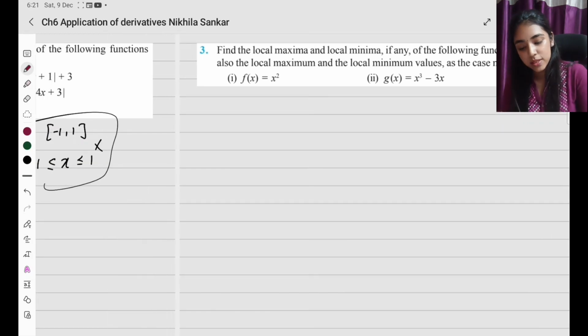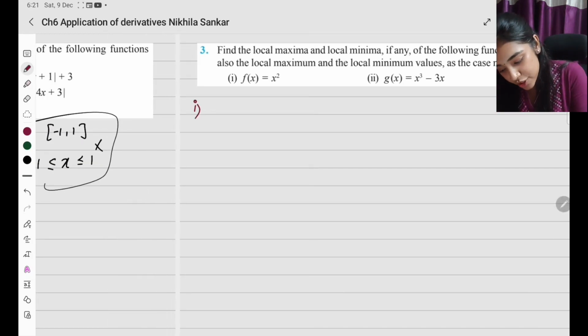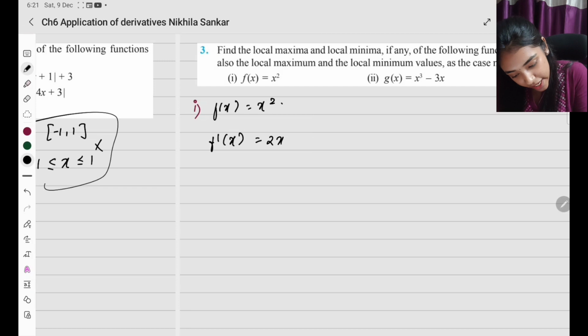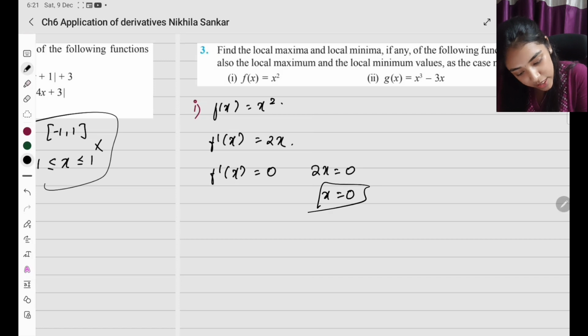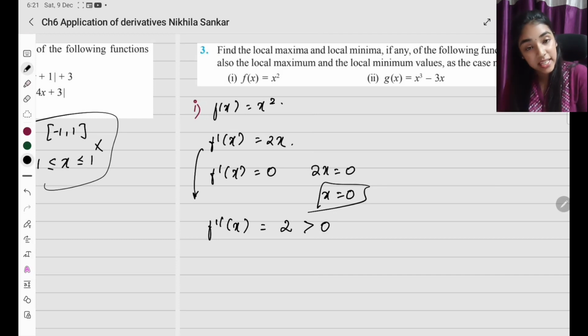F of x equals x square. So, first subsection, I have f of x equals x square. So, when I find f dash of x, I have 2x. When I equate f dash of x to 0, I have 2x equals 0, which means x is equal to 0. Okay, இப்போ இந்த இடத்துல when I find f double dash of x, it's going to be 2, and I see that it is greater than 0, which means my value is going to be a local minima.